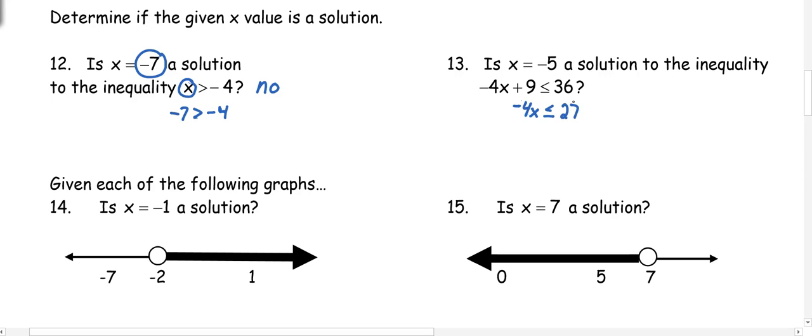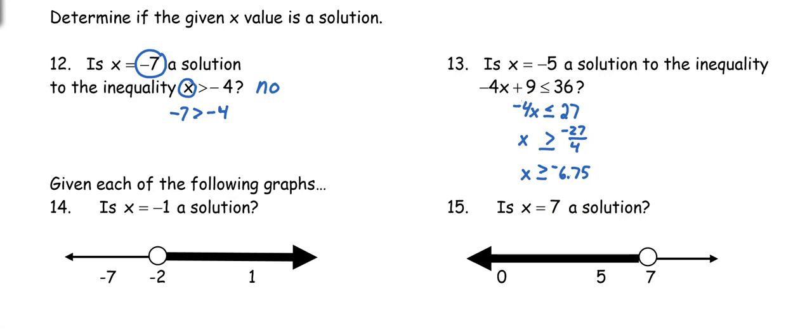And then we're going to divide by negative 4. And when we divide by negative 4, we have to flip our inequality sign, so it's now greater than or equal to. So x is greater than or equal to negative 27 over 4. Or if we want to put that in a decimal for our comparing, we would have x is greater than or equal to negative 6.75.